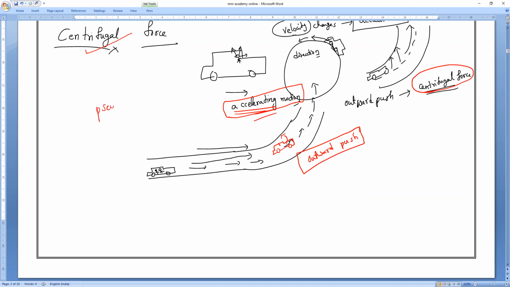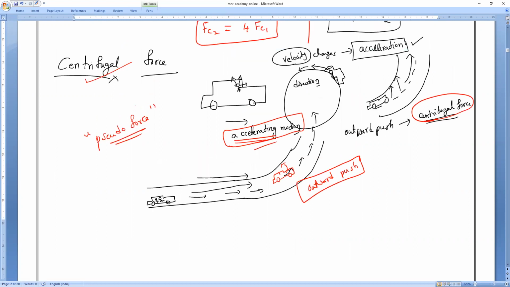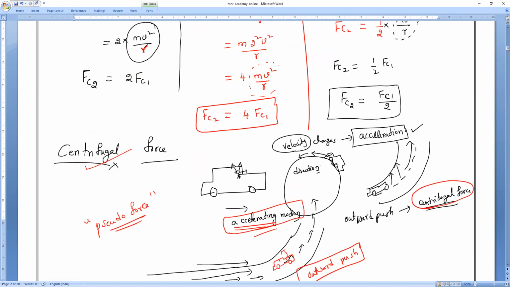What do we call it? Centrifugal pseudo force. Now write it. Centrifugal force definition. Is it the force which acts towards the center or away from the center? Push, outward push. Away from the center, right. It is the force which acts away from the center of a circular path.